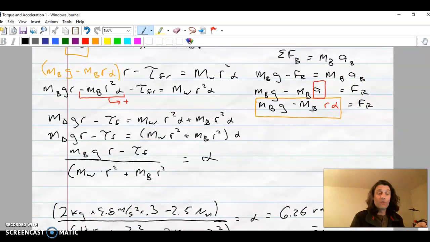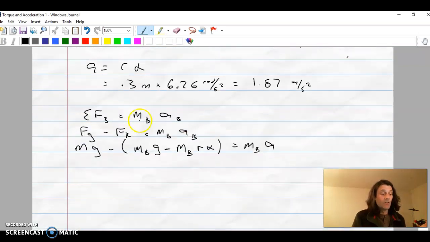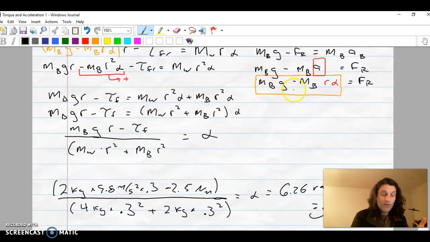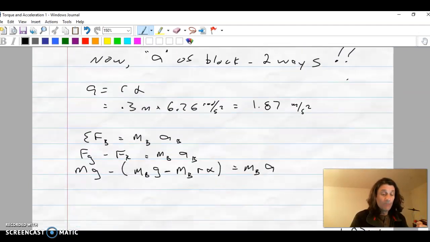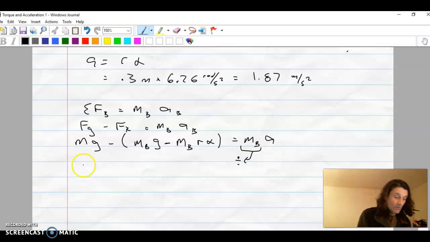Remember, there are two forces acting on the block: the mass times gravity minus the force of the rope equals the mass of the block times the acceleration of the block. The mg is what we already know. The force of the rope was the mass of the block times gravity minus the mass of the block times R alpha. This equation is what the force of the rope is. I'm going to subtract that from the mass of the block times gravity. That's where all those numbers come from. Now I'm just going to divide by the mass, and I will be left with the acceleration.